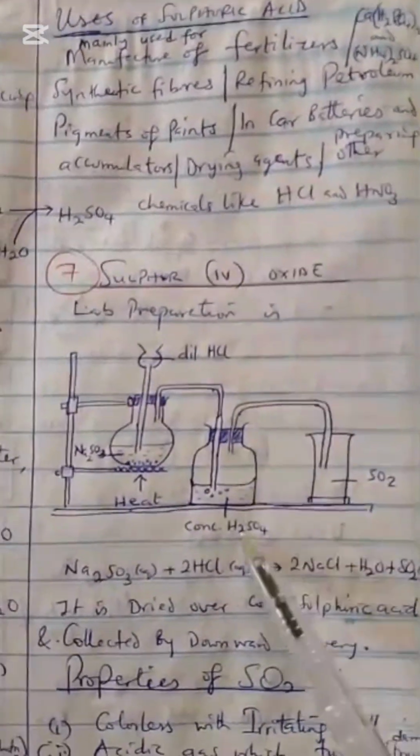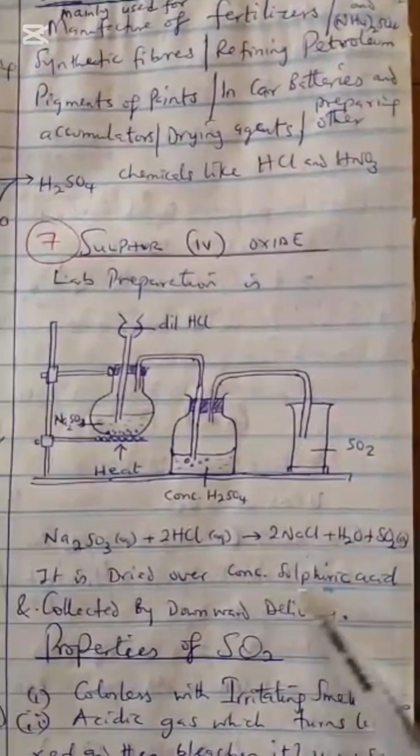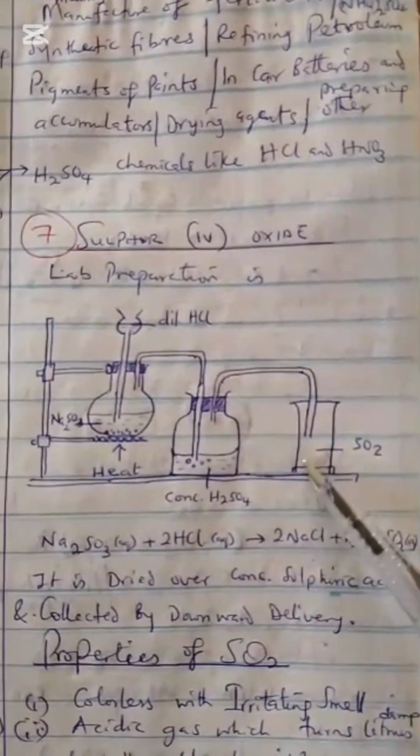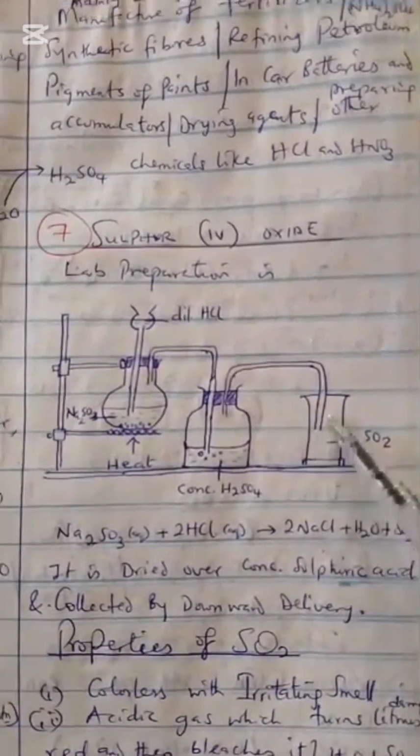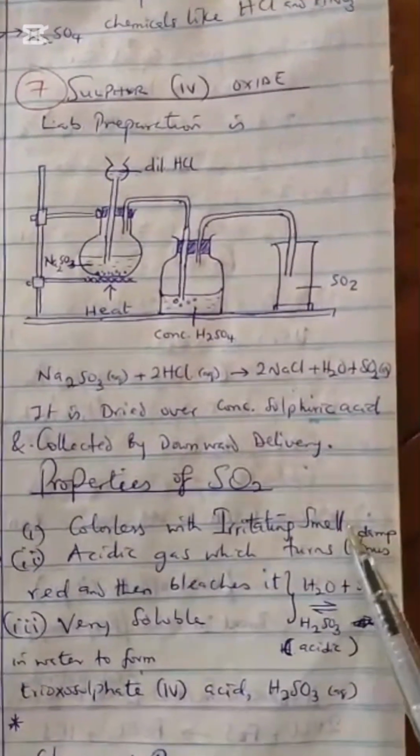Remember, it dries the gas to remove the water, and then it's collected by downward delivery. Basically, it's heavier than air. So downward delivery right there. Properties of sulfur oxide include that it's colorless with an irritating smell.